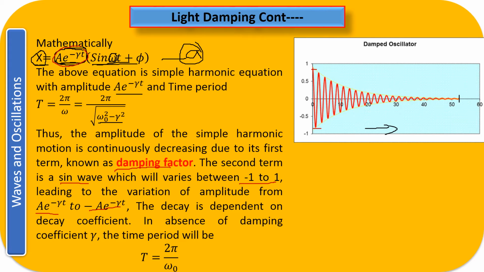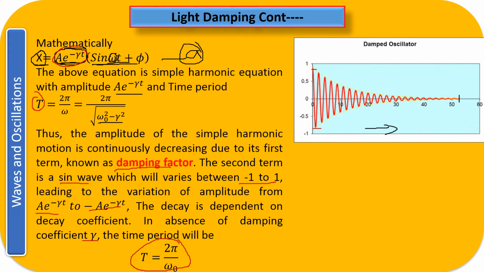In absence of the damping coefficient gamma, the time period of course will be given as T equal to 2 pi by omega naught, where omega naught is your natural frequency. So now you see the difference. Here in case of the damped oscillations, that is lightly damped oscillations, it is 2 pi upon square root of omega naught square minus gamma square. This is your time period.